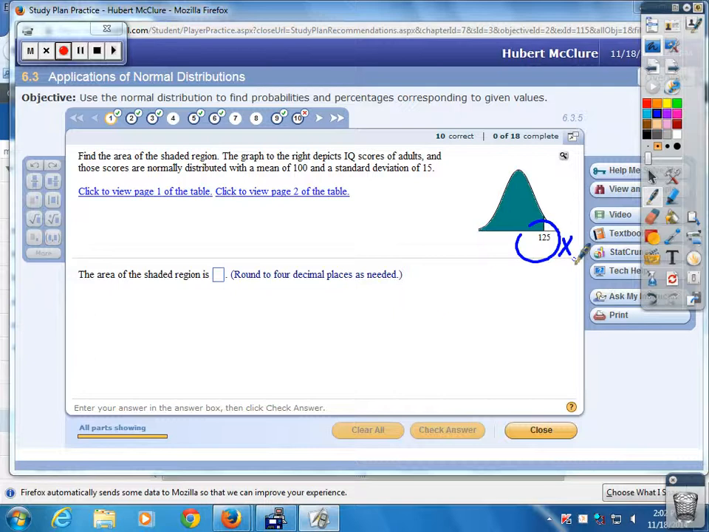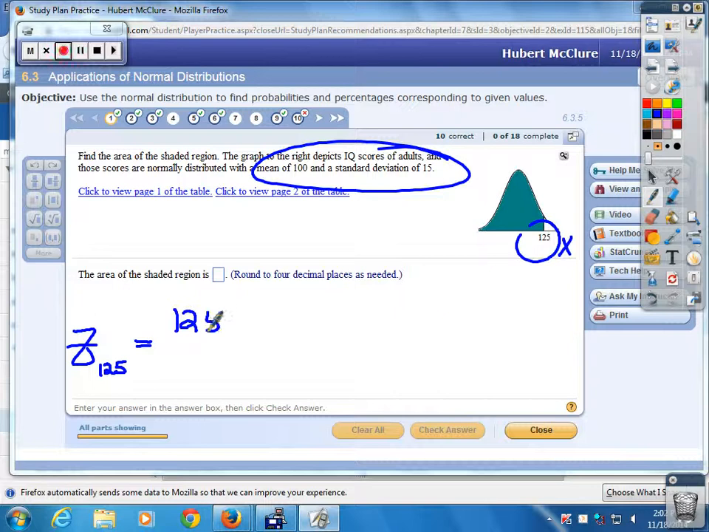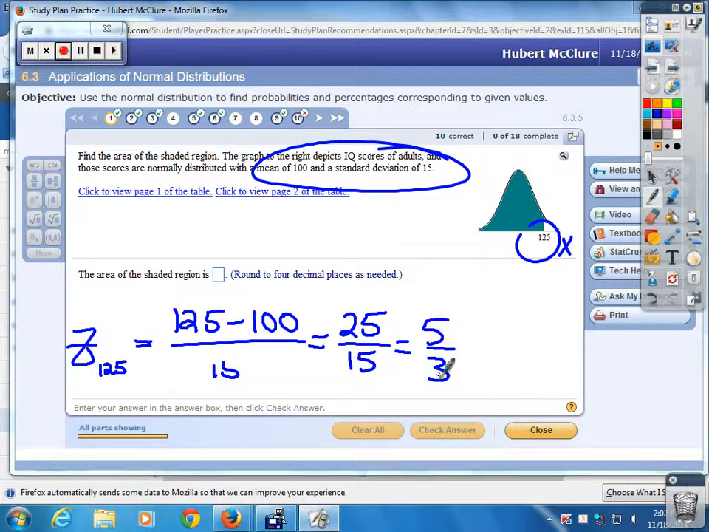What about standard deviation and mean right there? So z of 125. In other words, I'm finding the z-score for x equal to 125. It is 125 minus 100 over what? 15. Well, that's equal to 25 over 15, which is equal to 5 over what? 3, which is equal to 1 2/3, which is equal to, if you know your fractions, 1.67.